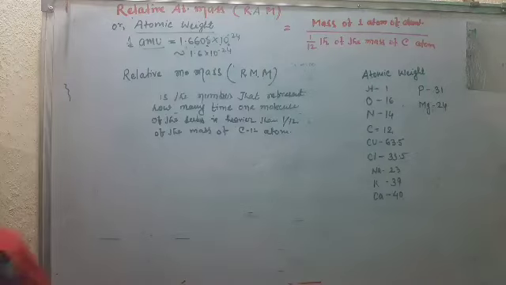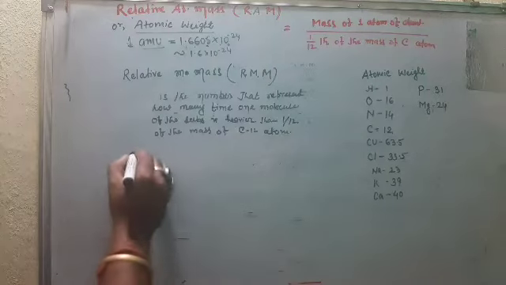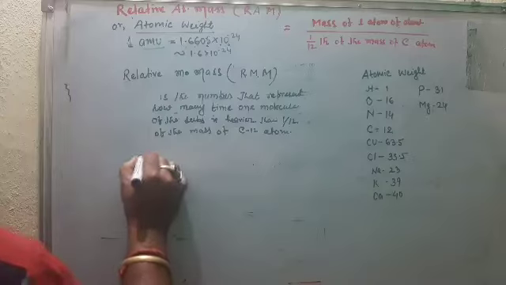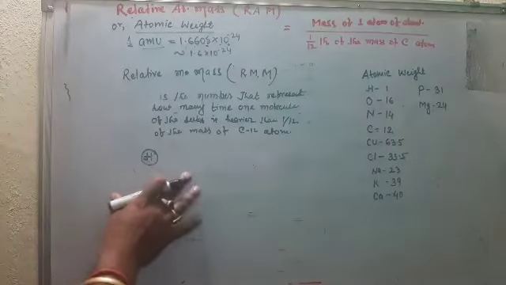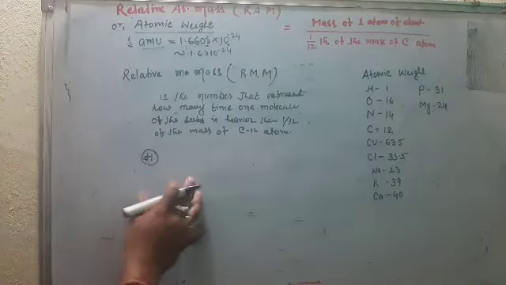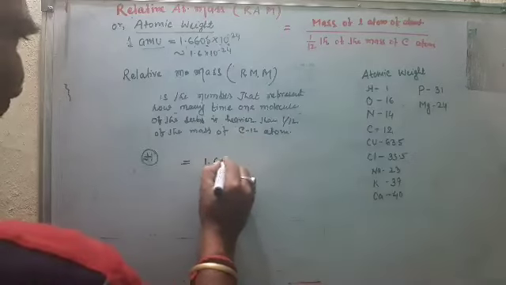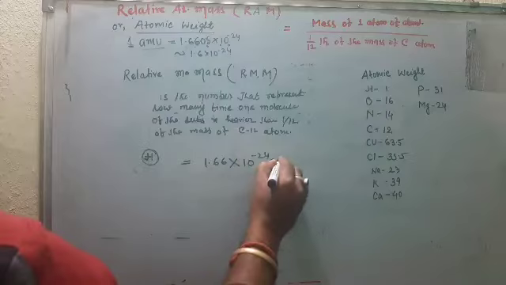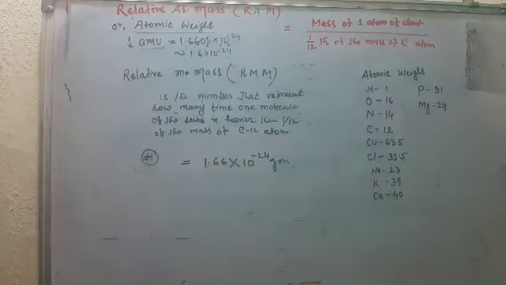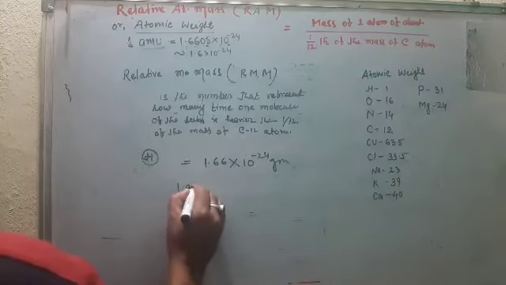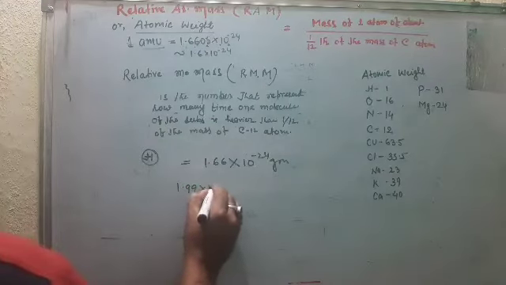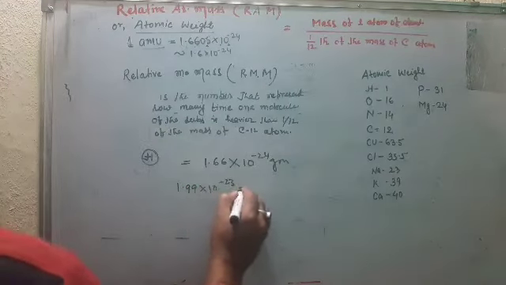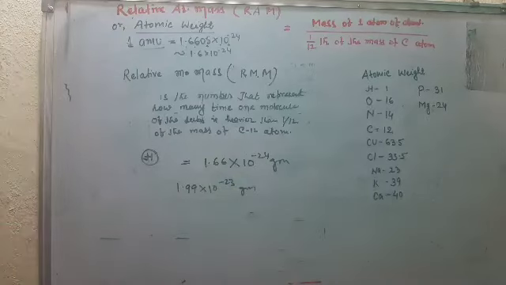So the mass of a hydrogen atom we can take. The mass of a hydrogen atom is found to be 1.66 into 10 to the power minus 24 gram. That is the mass of a hydrogen atom, while the carbon atom mass is 1.99 into 10 to the power minus 23 gram.